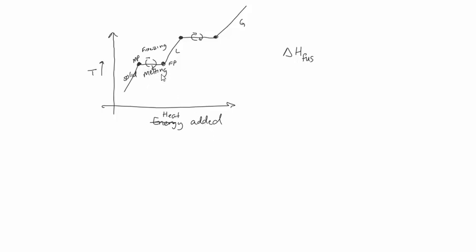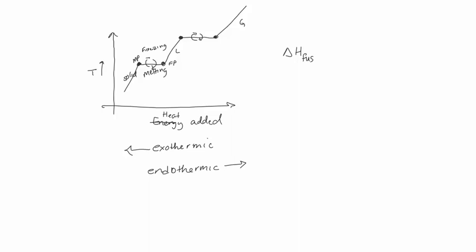Freezing is an exothermic process, so we have exothermic when we're going this way on this graph. It's endothermic, so we're adding heat when we're moving to the right. So again, freezing is exothermic. It gives off energy in order to freeze. Melting is an endothermic process. It requires the absorption of energy in order to occur.